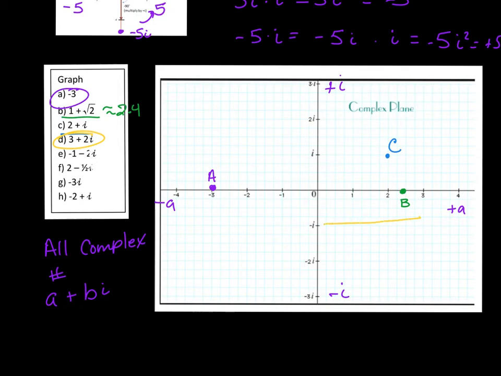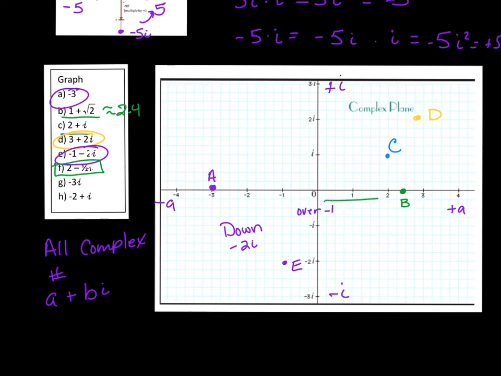So the next point D, I go over 3 and then up 2. That would be my point for 3 plus 2i, that point is D. The next point is going to be negative 1 minus 2i, so that way you go to the left and then down. So my point E would be graphed right there at negative 1 minus 2i.